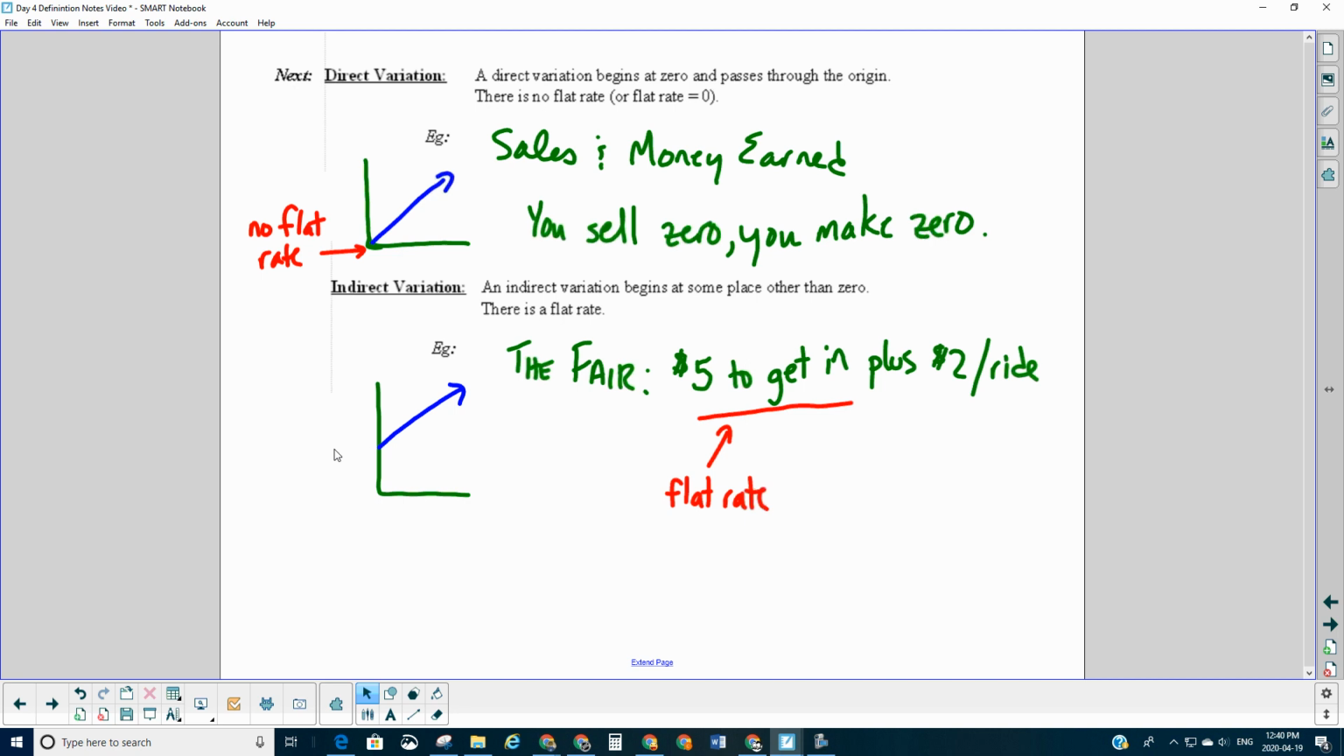And there's this flat rate that starts up here. So we say this is indirect. It doesn't start at 0, it starts at $5 because you've got to pay $5 just to get in. And it doesn't matter how many rides you ride, it's going to go up from there. So you can really see the difference: direct starts at 0, no flat rate. Indirect starts someplace else, there is a flat rate.